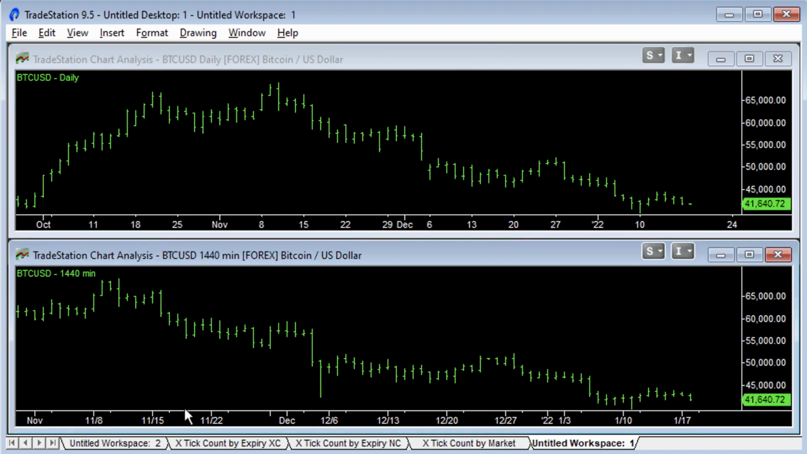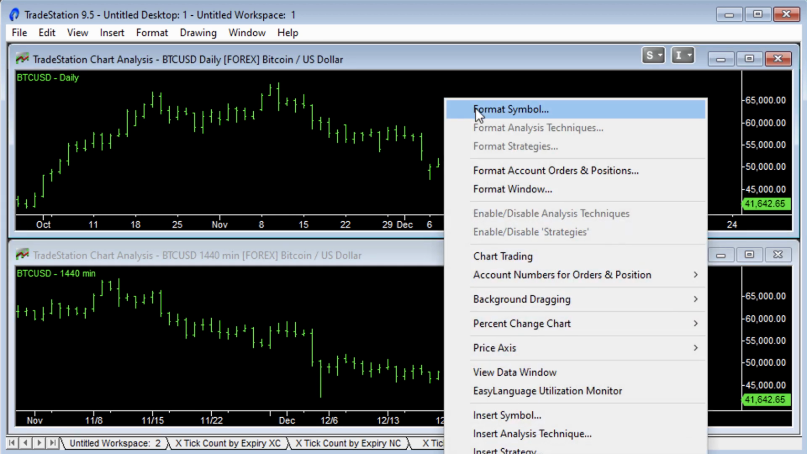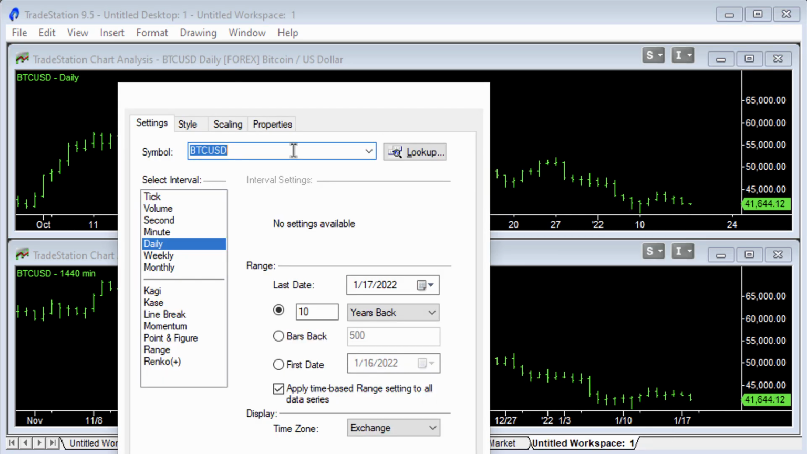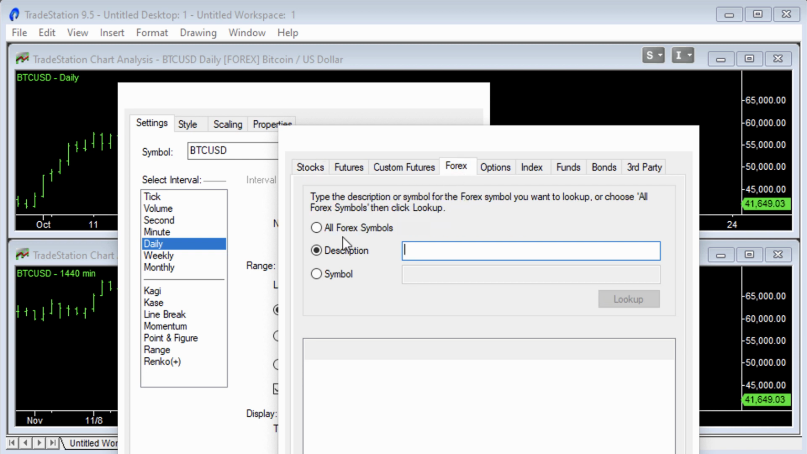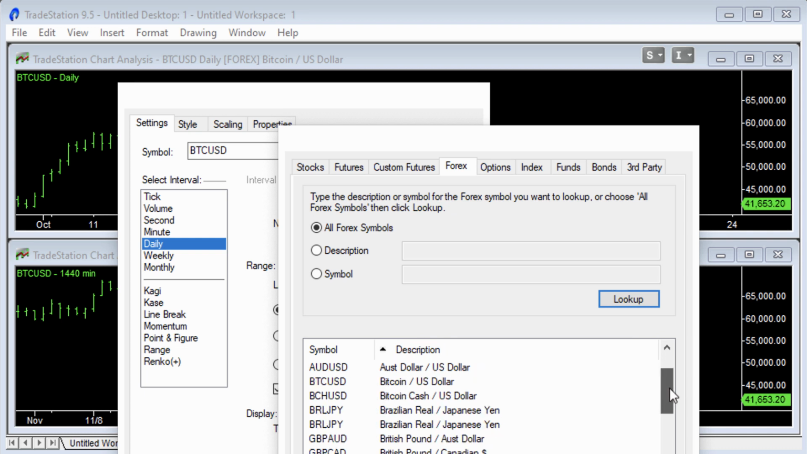Lastly, crypto and how TradeStation deals with crypto. And I think I've said over the last several months that BTC USD is my favorite contract to use. It shows up in the Forex listing of contracts for TradeStation. Not particularly sure why that is, but you'll find it here if you look it up in these settings here. So BTC USD. They've got Bitcoin Cash as well, Ethereum, and a few others, but that's about it.